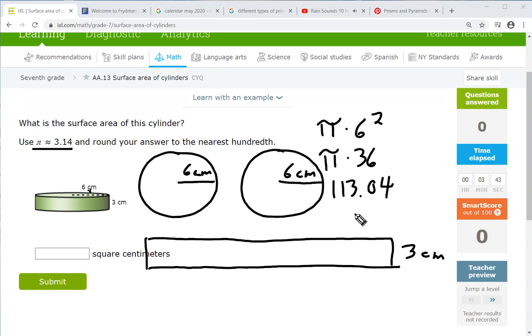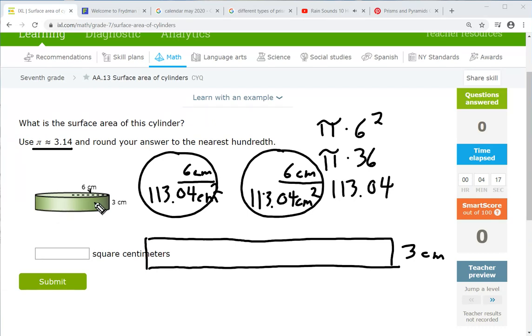So what does that mean? That means the area of each of these circles is 113.04 square centimeters. So this one is 113.04 square centimeters, and this one is also, because they're the same. And now let's figure out the area of this part of it.